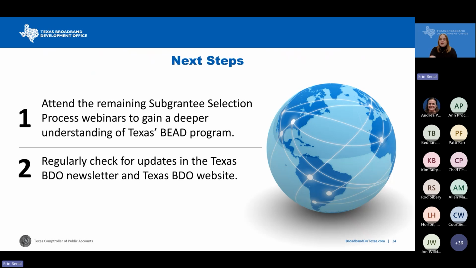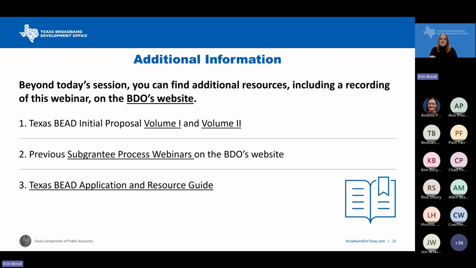And please sign up for the BDO mailing list to get updates on the final list of eligible BSLs once it is published. Additional information can be found on the website, including the initial proposal volume 2. You can also find the previous webinars covering other parts of the subgrantee selection process on the BDO website. And additional details and guidance on the forms for pre-registration can be found in the Texas BEAD application guide, which is now available on our application portal landing page.